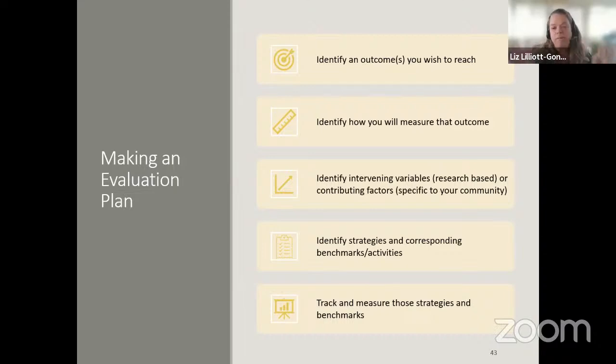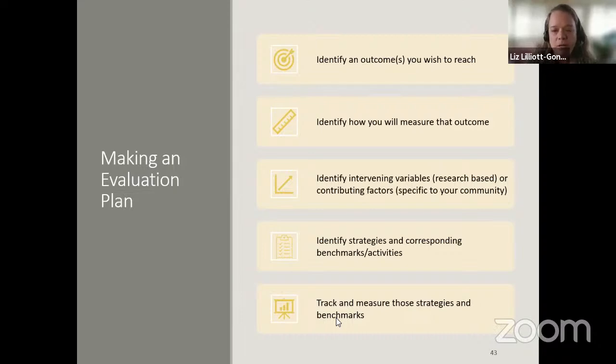by a logic model. I can't write an evaluation plan without looking at a logic model at the same time. And I find it funny that I say that because when I was first introduced to logic models, I thought they were very illogical. But they are very good at understanding your comprehensive approach to addressing substance use in your community. Identify strategies and corresponding benchmarks and activities.